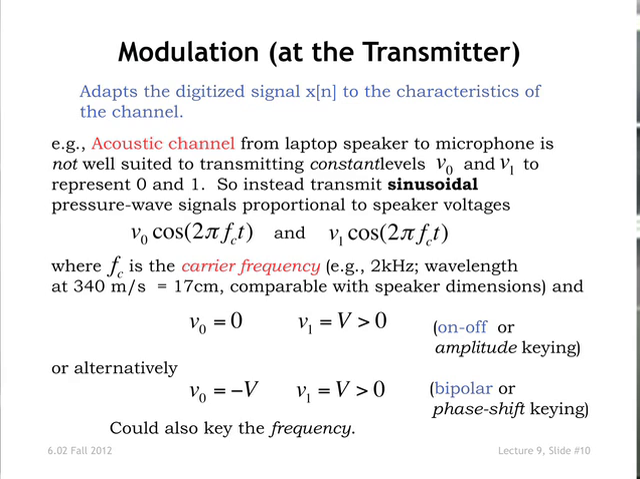So if it's simple on-off keying that we've been talking about, you'll have V0 equals 0. In other words, you'll signal a 0 by sending nothing out on the loudspeaker. And then when you want to signal a 1, you'll have a cosine of amplitude capital V. In the other case here, what you do is you have minus V cosine going out to signal a 0, and plus V cosine going out to signal a 1. So that's basically just a 180-degree change of phase.